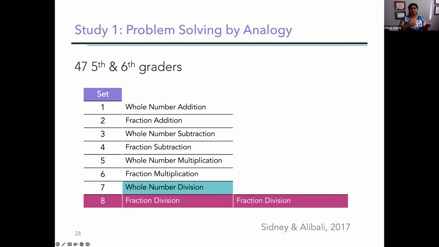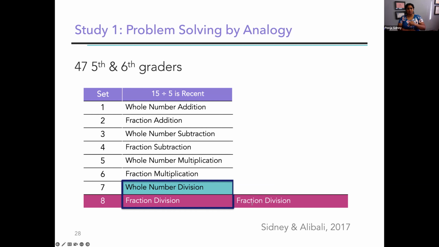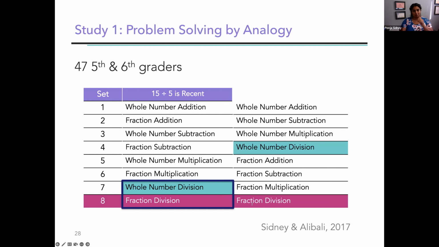So critically, half of the students did whole number division immediately before solving fraction division problems. And remember that they have the same conceptual structure, and so we might be setting up a really good analogy here. So in this condition, you can see the problems are blocked by operation, and in the other condition, the problems were blocked by number type. So they did all the whole number operations first, and then all the fraction operations.